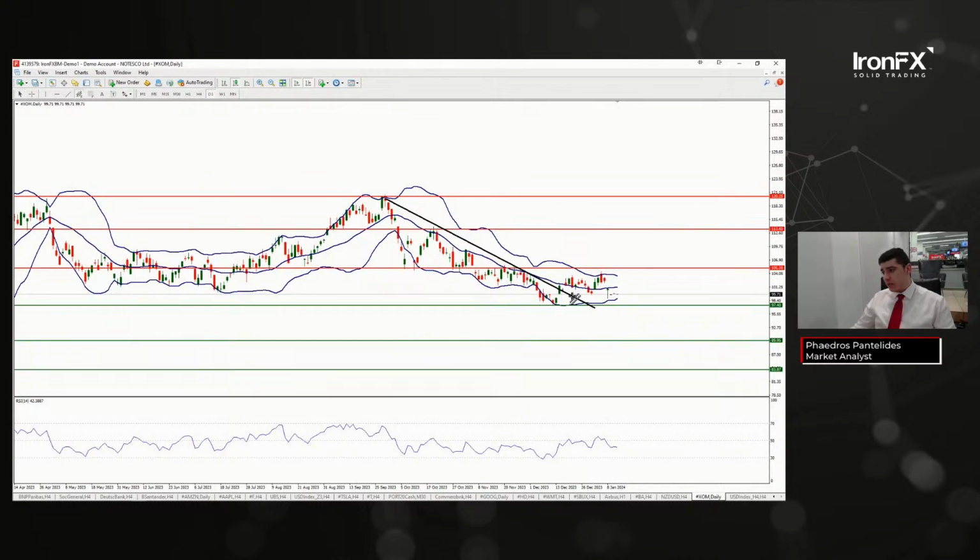ExxonMobil, I'd say sideways bias, but it needs to come and validate S1 once again for this to be a valid sideways channel. But for now, maintaining a sideways bias between S1 and R1, so 97.40 and R1 at 105.20. RSI near 50, implying a neutral market sentiment. So that's it for ExxonMobil.